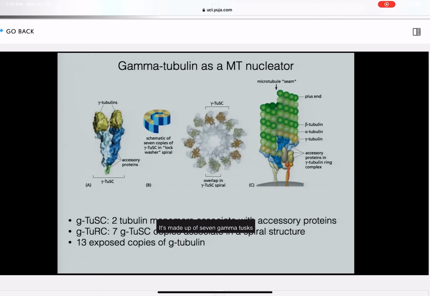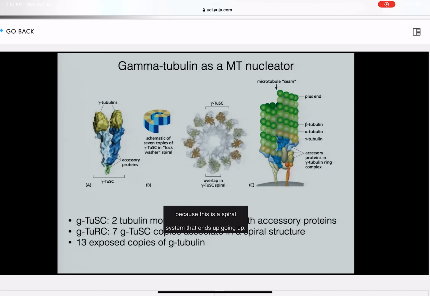Now, this is the microtubule nucleator, and it's called the gamma TuRC. It's made up of 7 gamma tubulins, and each of these has 2 tubulin monomers that associate with accessory proteins. So this is what it looks like. Here are the 2 tubulin monomers, and then you have essentially 7 of these in a concentric circle.